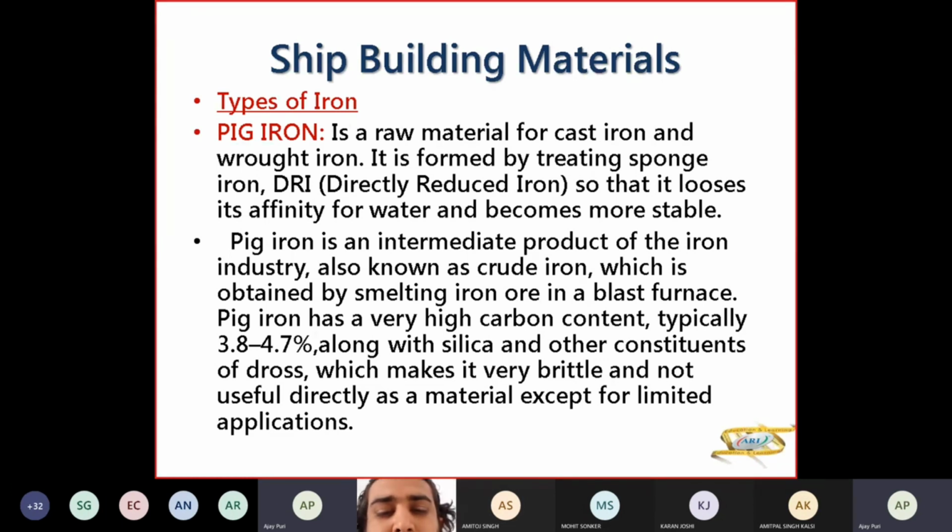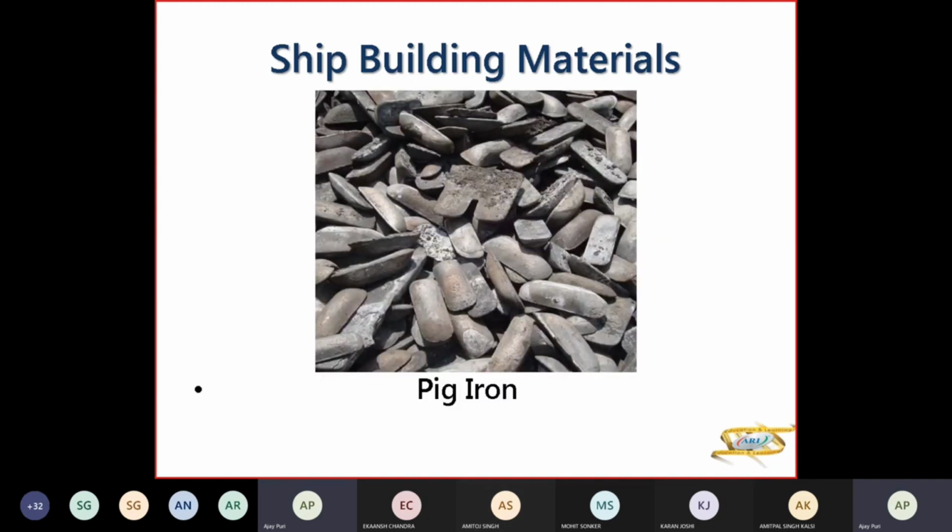Pig iron has very high carbon content, typically 3.8 to 4.7%, along with silica, and that makes it very brittle. So the use of this material, except as a raw material for cast iron and wrought iron, is not much. This is pig iron.